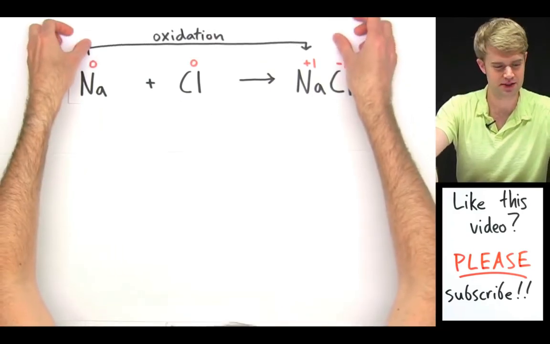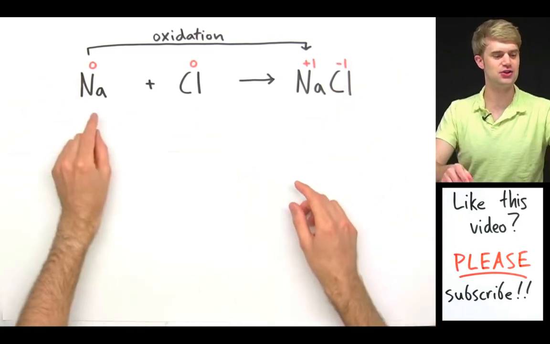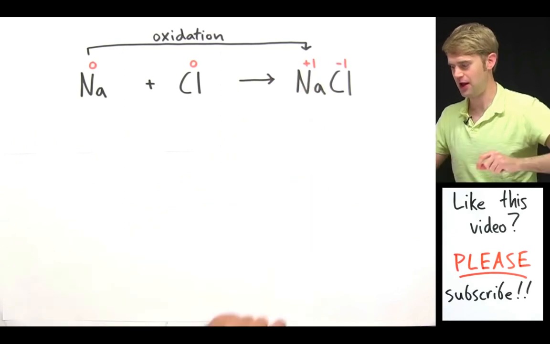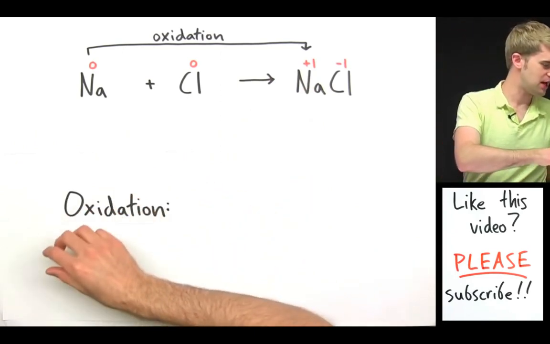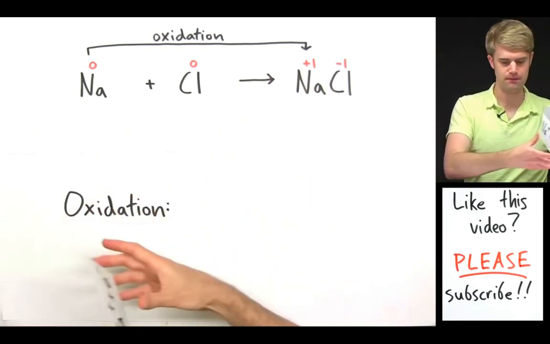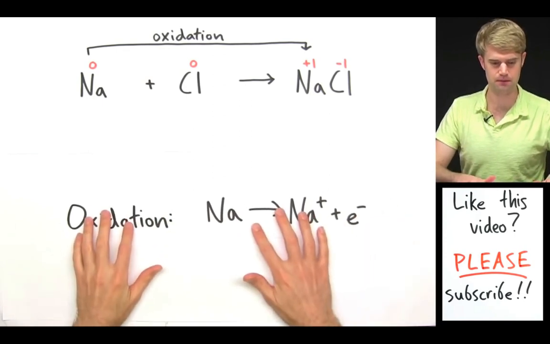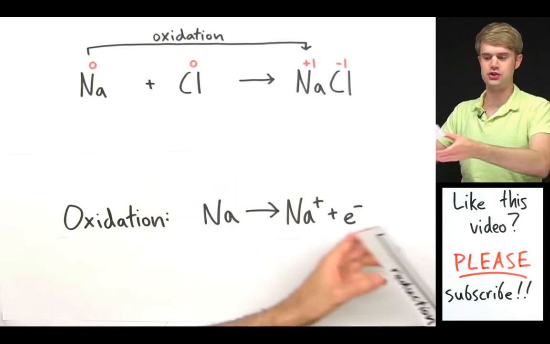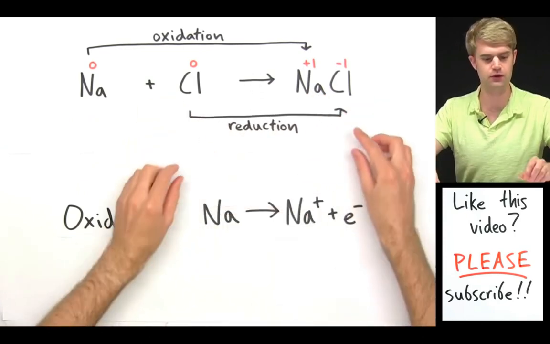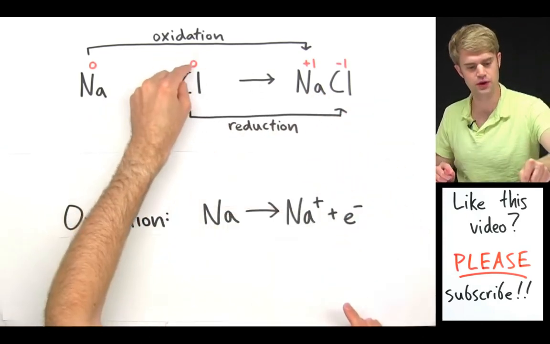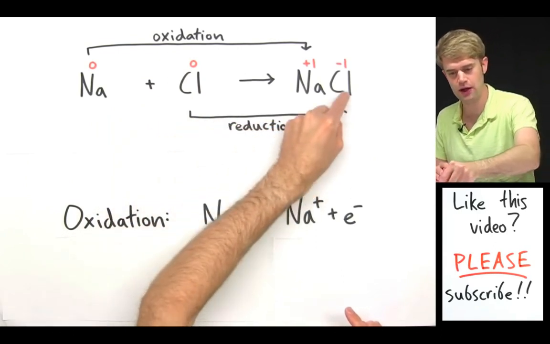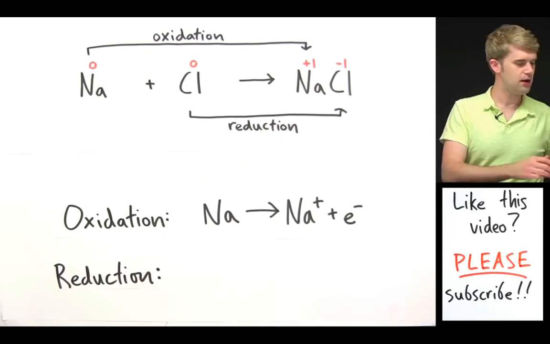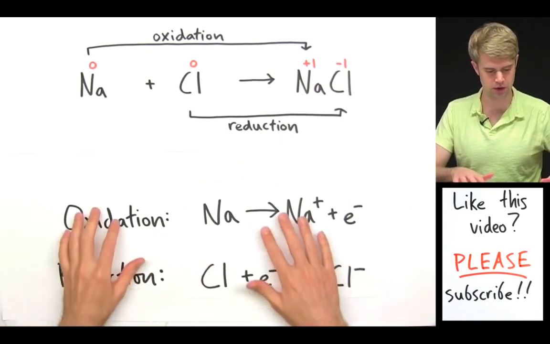One of these processes is the oxidation of sodium. It starts out at 0, loses an electron, and becomes sodium 1 plus. And here is the equation for just the oxidation. The other process that's going on in this reaction here is the reduction of chlorine. Chlorine starts neutral at 0, it gains an electron, and it ends up as Cl1 minus. And here is the equation for the reduction of chlorine.